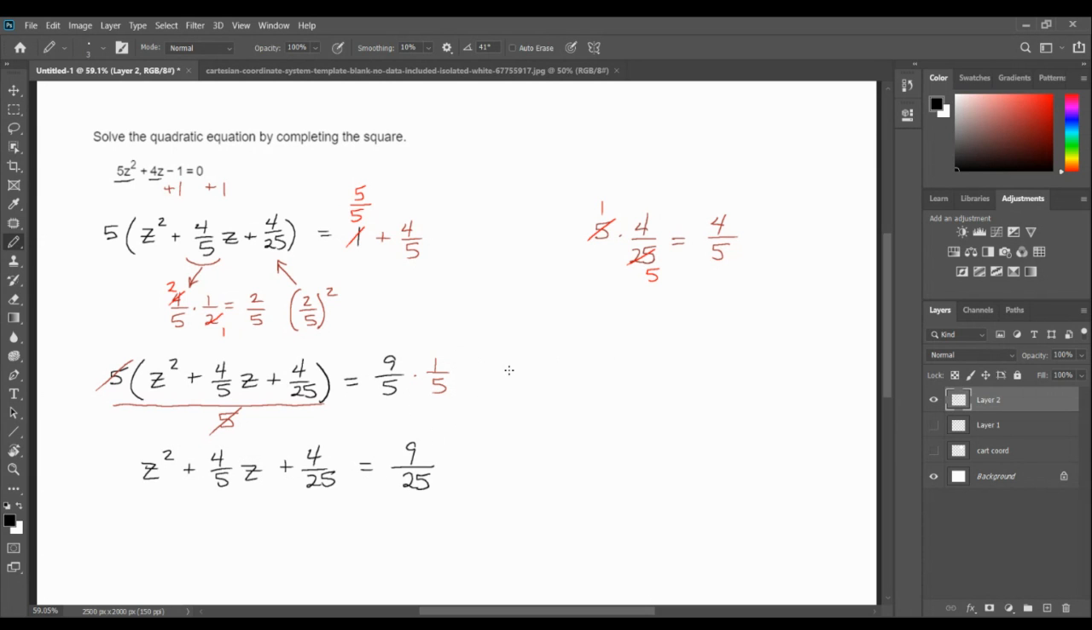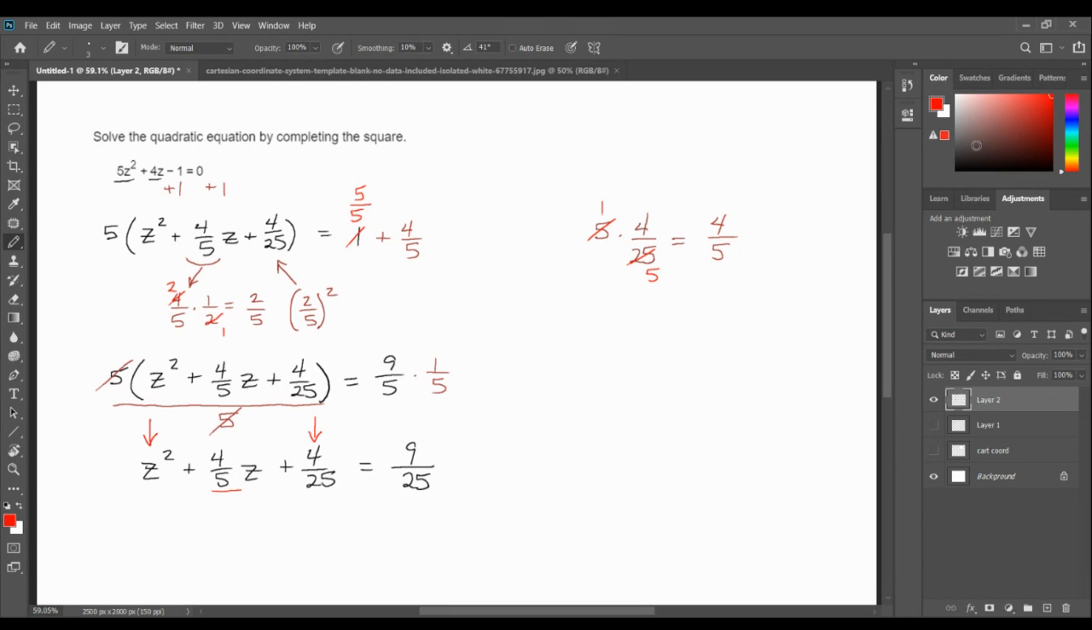I apologize for that. Okay, now the reason we complete the square is we have a perfect square trinomial here, which means the first term is a perfect square. It's z times z. This term is a perfect square. It's 2/5 times 2/5. This middle term is the square root of the first term times the square root of the last term times 2. So z times 2/5 times 2 is 4/5.